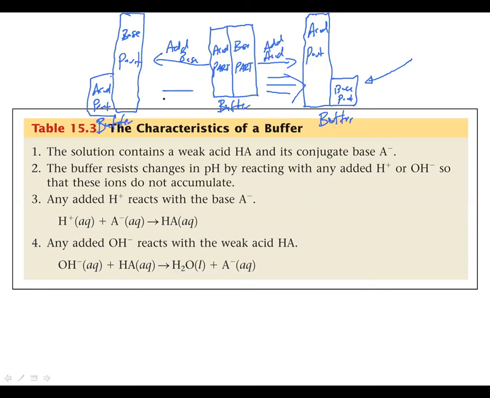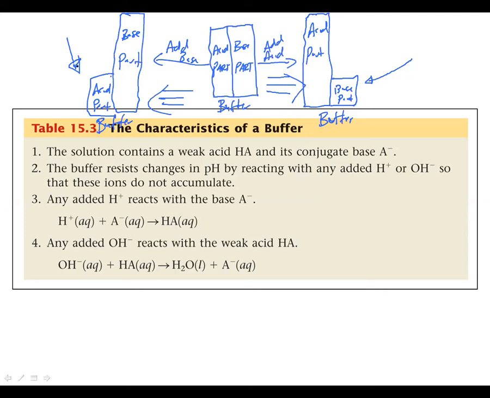If you continue to add more and more base, you're just going to chew up the acid part of the buffer. And again, at some point, you could actually blow through the buffer and it wouldn't be effective in maintaining the pH. But usually a buffer is pretty effective if it's at the right concentration and what you're adding in terms of acid and base is at the right concentration. It's able to work over a long period of time.